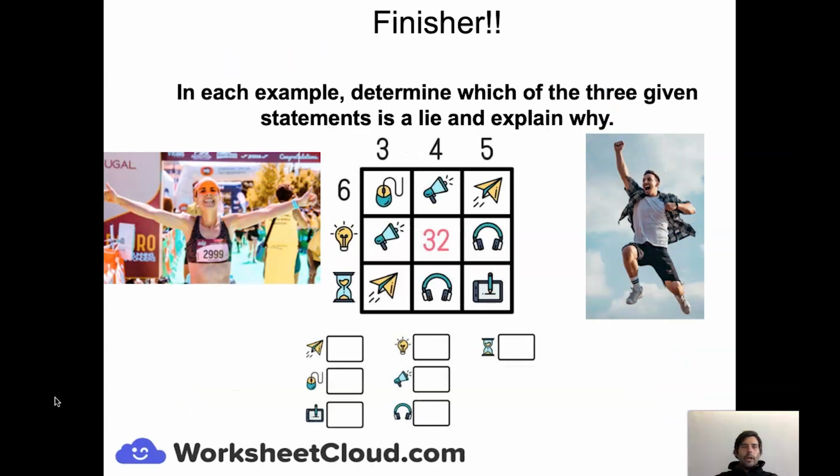Right, let's have a look at today's finisher. All right, so it's a multiplication table. You need to tell me what are the values of all the symbols. I'm going to give you an opportunity to try to figure it out.